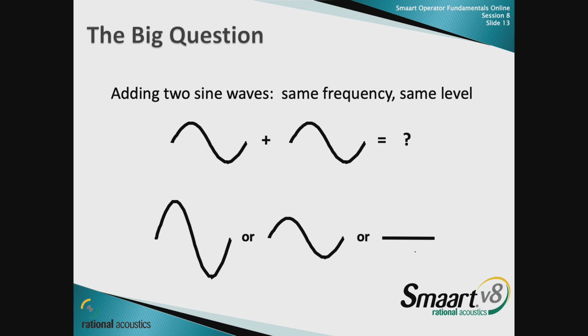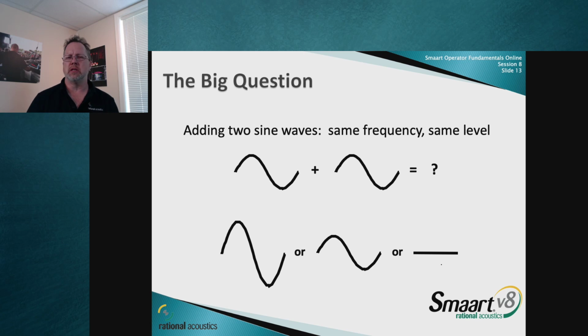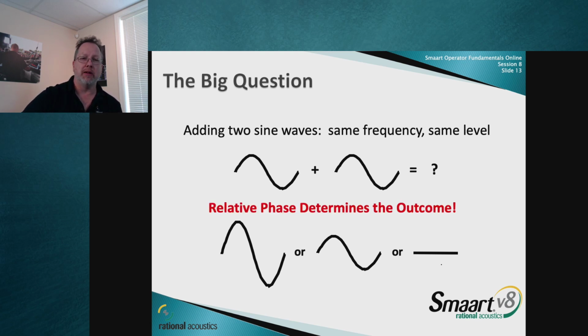Okay, so the big question when we're adding stuff together, and we'll simplify it to one frequency: I'm adding two sine waves of the same frequency, same level. What do I get? Well, the answer is it depends, right? The phase is going to determine the outcome. So that tells you something: if we're adding signals together, that's our whole job as system engineers, and I can't tell you how they're going to interact until I know the relative phase between them. It's an important element in the whole equation here.